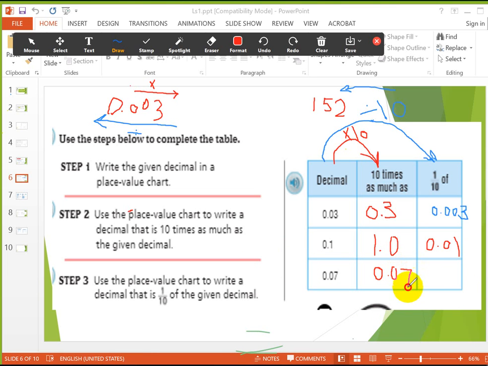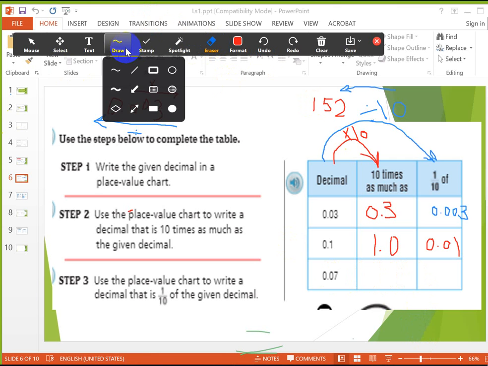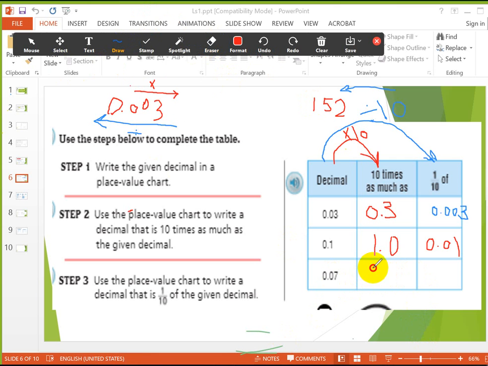0.07. Thank you, girls. Excellent, Emma. So I have to move the decimal point into the right side, one digit, from here to here. It will be right here. So I will place the decimal point here, so it will be 0.7. I'll write it again for you. It will be 0.7 tenths. Okay?